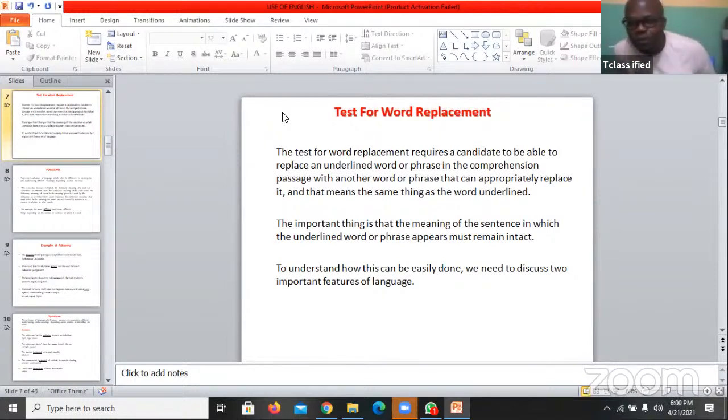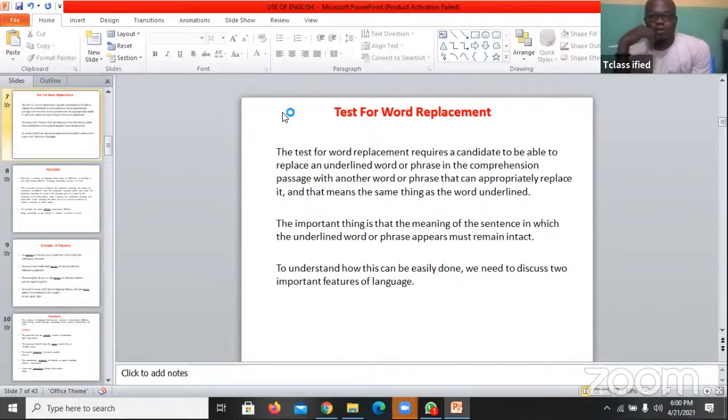Hello and welcome, wonderful people. Today we're going to be looking at a test for word replacement. And this is captured under lexis and structures in your JAMB curriculum. So we look at polysemy, we look at synonyms, we look at antonyms. So those are what we're going to be looking at today.